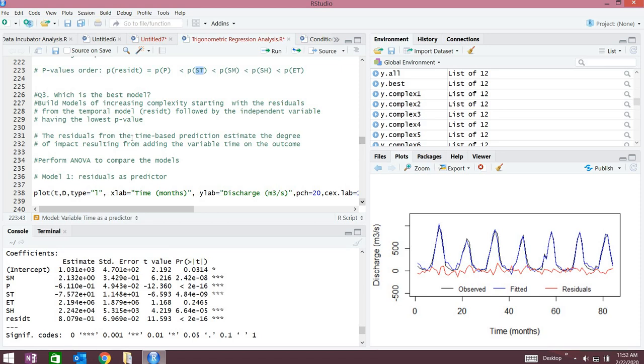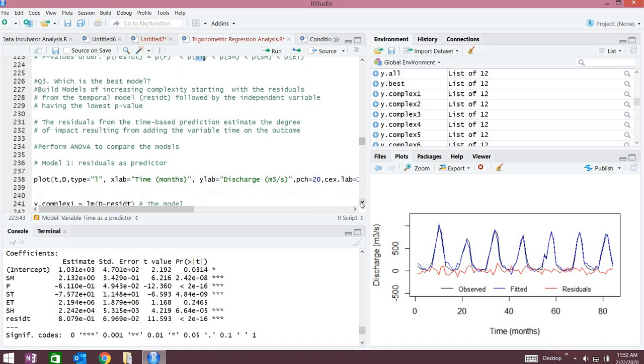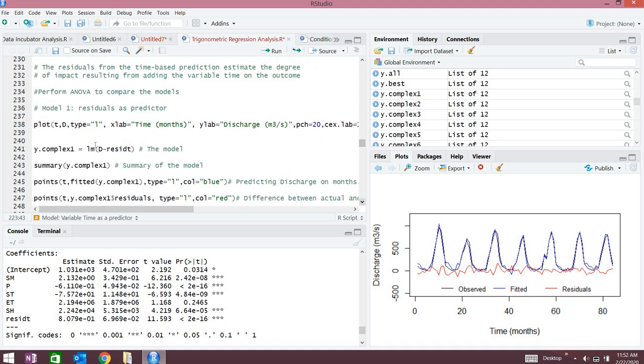So basically, the residual from the time-based model, which is a function of sine and cosine, gives us the impact of adding time on the outcome, on the response variable. And then at the end, when we build the first and the second model, you have to perform ANOVA, analysis of variance, to compare the models, and we continue until we get to our conclusion.